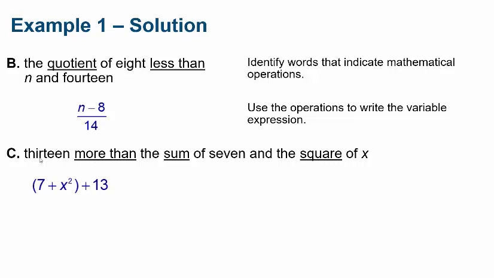Okay, let's try this one. 13 more than, so that tells me I'm going to add 13 to something. What am I adding 13 to? The sum of, so I have to have some sum I'm adding 13 to: 7 and the square of x. So the sum of 7 and the square of x would just be 7 plus x squared. So notice how in each of these cases I'm underlining the keywords that are telling me what mathematical operator to do.